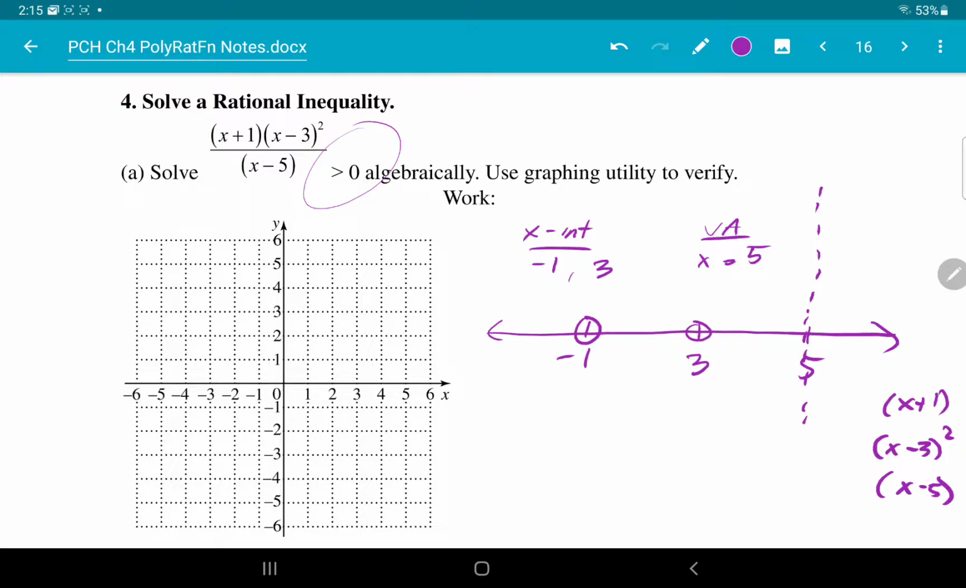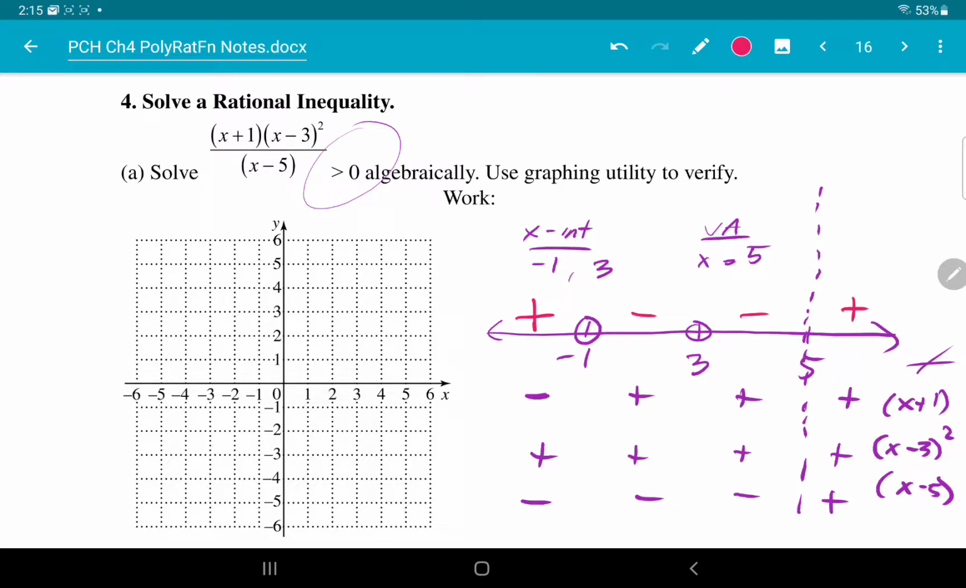When you do this, you can just do the normal way. X plus 1 is a slope going up. It is negative until you reach -1, and then positive throughout. X minus 3 squared is positive everywhere. And then x minus 5 is negative until you reach 5, and then positive throughout. So let's see our final signage. We've got negative, positive, negative, positive, negative, negative, and positive.